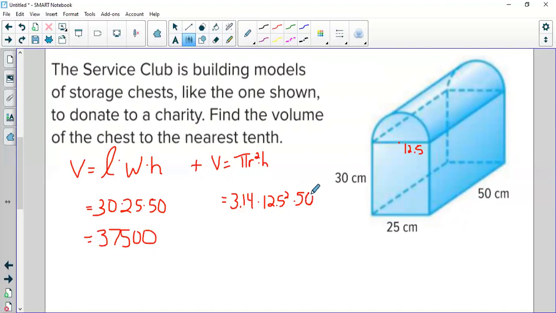So there's the height of my cylinder, but I don't have a whole cylinder, I only have half a cylinder. So when I get all done, I'm going to multiply it by a half, or in this case, I'll use 0.5. So let's grab our calculator. 3.14 times 12.5 squared, or you can just do 12.5 twice, times 50 times 0.5. Gives me a big long number.